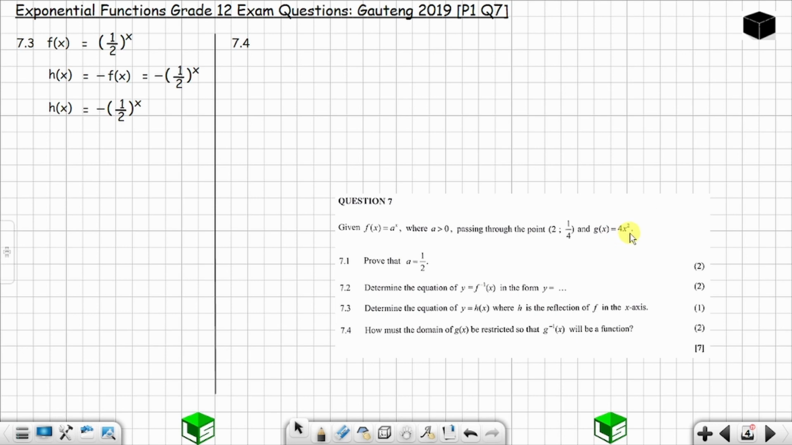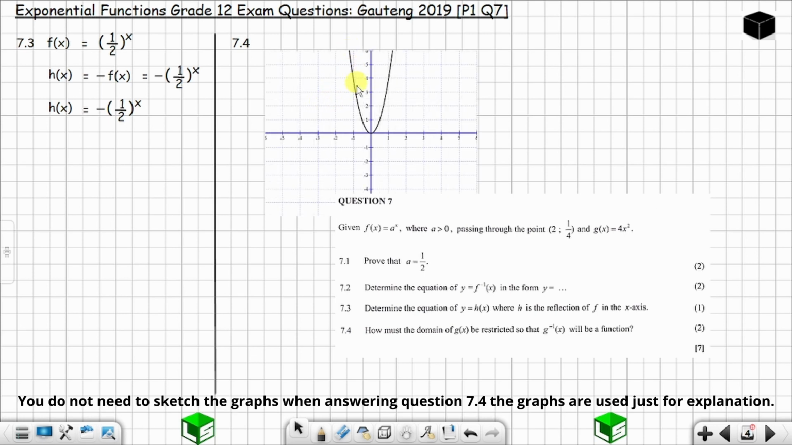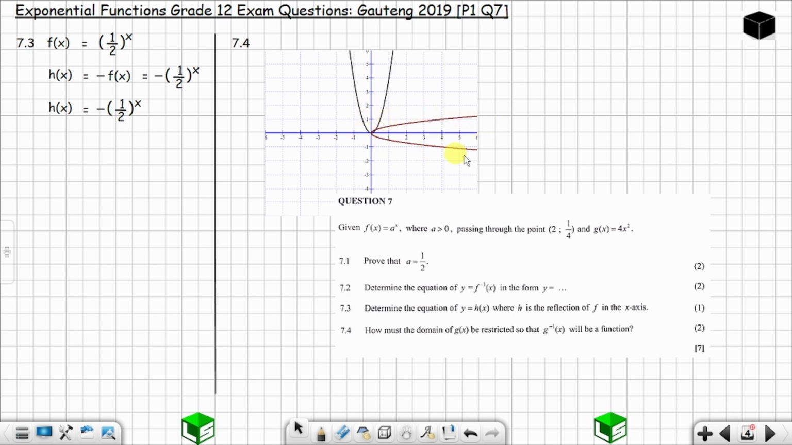This is a parabola. Okay, how must the domain of g of x be restricted so that the inverse of g of x will be a function? 2 marks. Okay, so let me show you this. When you have this is g of x, and you reflect it to find what? To find the inverse of g of x. This is what you are going to get. You are going to get this strange parabola. And this is not a function.